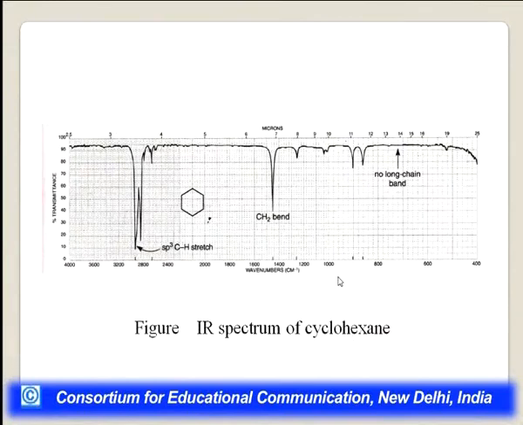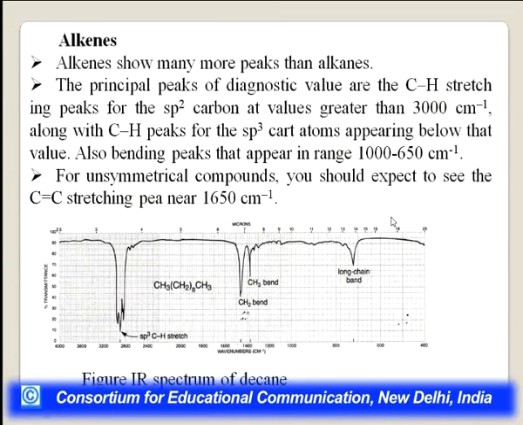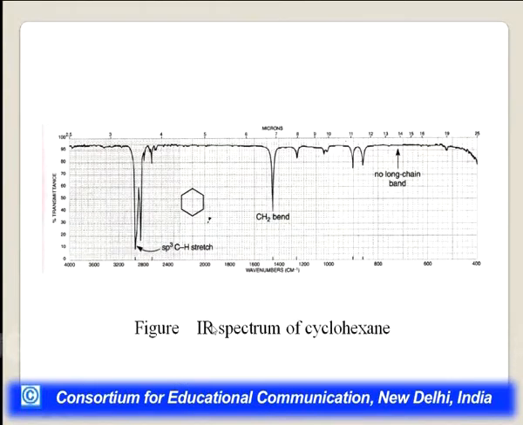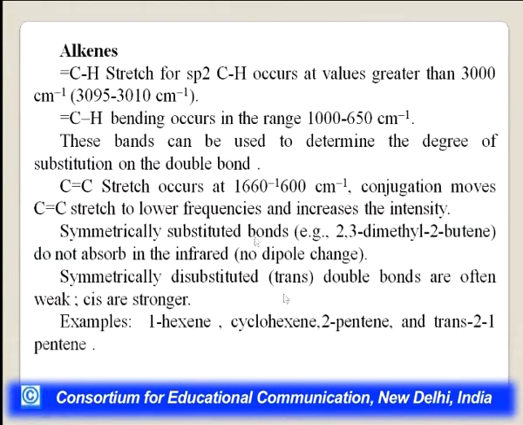This is another spectrum, of cyclohexane. Here in this spectrum you can see sp3 CH stretching, and this is the CH2 band, and there is no long chain band over here. So you can compare this cyclic compound with the open chain compound according to this IR spectrum.